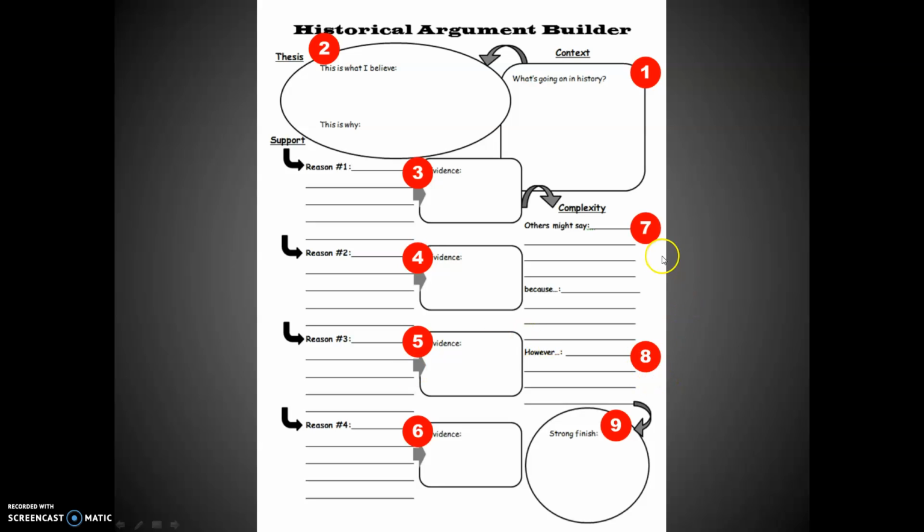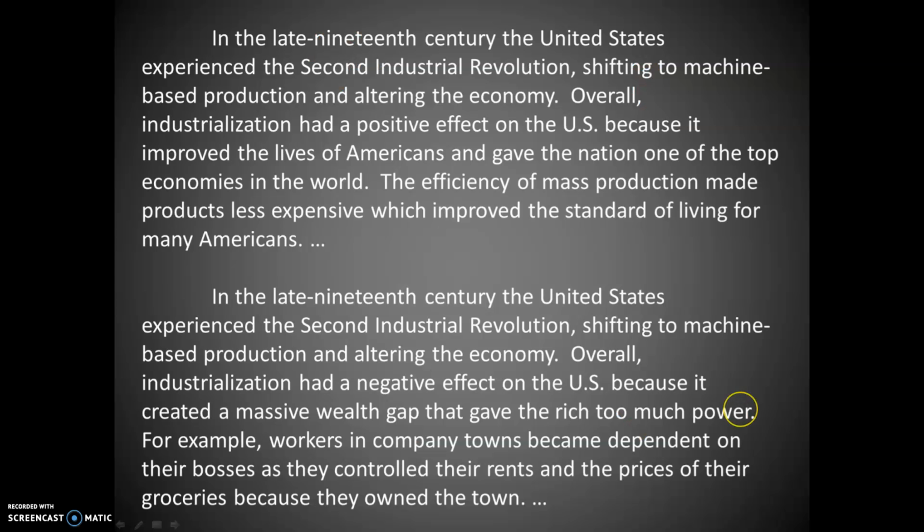Then jump over here to the complexity for number 7. So the counterclaim and their reasoning would all be 1 sentence. Your rebuttal is 8, and then 9 is just a restatement of your position, not your whole thesis, just your position, industrialization, good or bad. So if you want to look at a couple of examples that I mocked up here, the top one would be like the first 3 sentences of a positive argument. The bottom one would be the first 3 sentences of a negative.